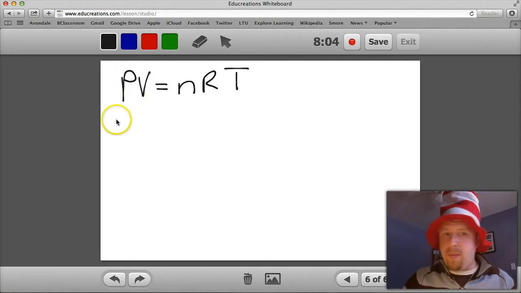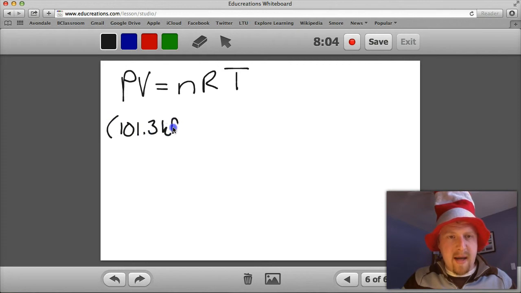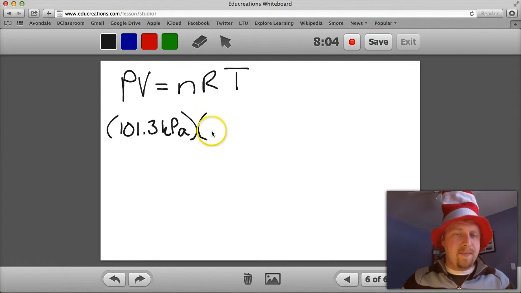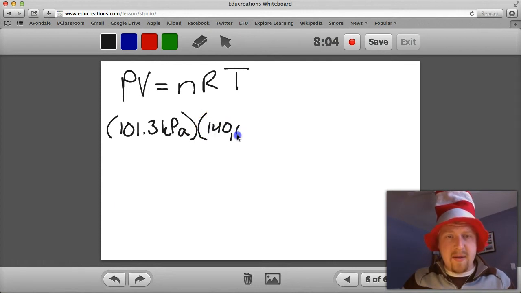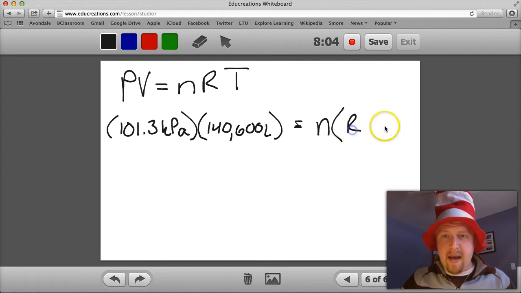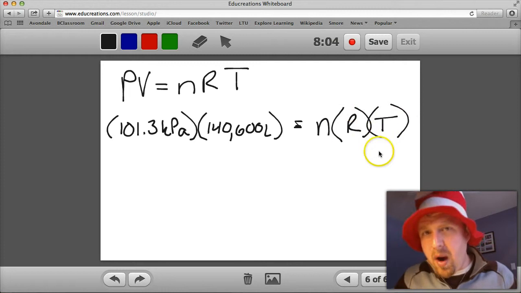Okay, and we're going to put in our pressure, 101.3 kilopascals. We're going to put in our volume, which is 140,600 liters. And we're going to set that equal to n. And then we have R and T over here. Now, I'm not going to put R and T in yet.